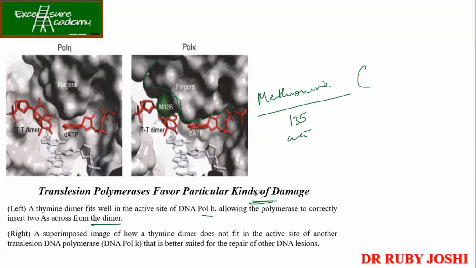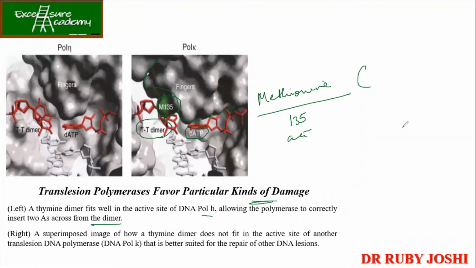But we should have the idea of which amino acid is present over there. Looking at the structure, here they have mentioned that it is M135. This is dATP. They have written TT dimer, but in the software where you are working, it won't be written whether it is TT or CT there. Looking at the stick and ball model, you should be able to understand what kind of base, what kind of dNTP, or which amino acid is present.